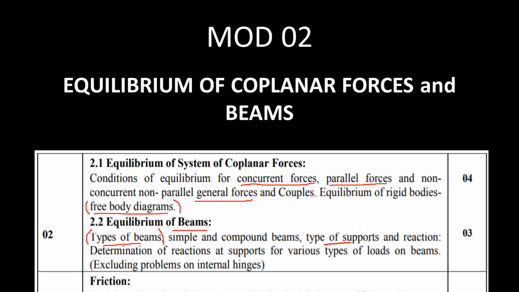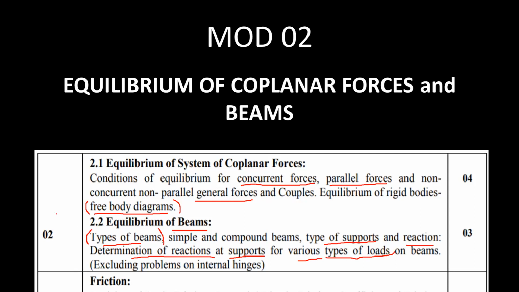Then we have types of support. Okay, so we have just seen what the types of support are and the reactions for those supports. Then we have the problems on determination of reactions at supports for various types of loads. We have just seen the different types of loads: point load, uniformly distributed load, and uniformly varying load.